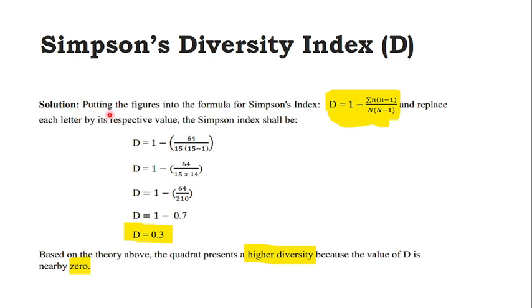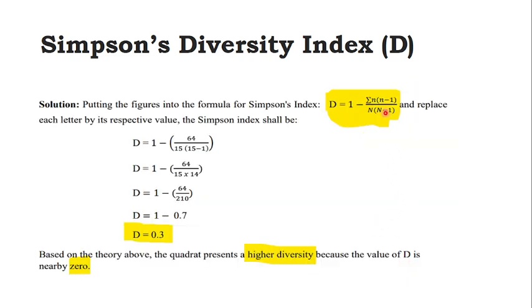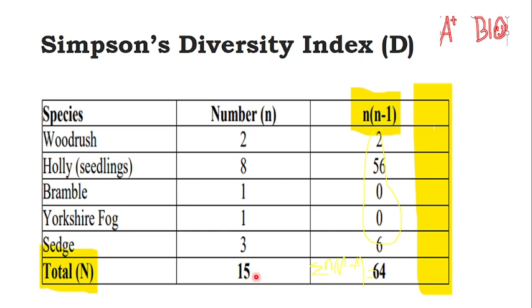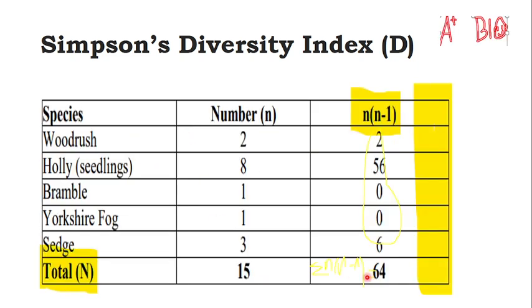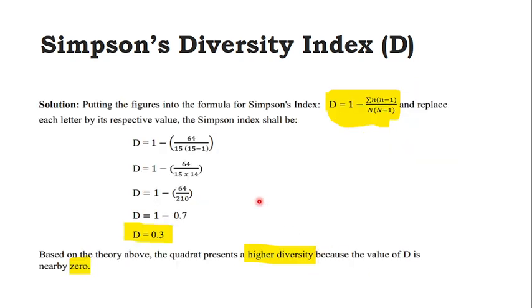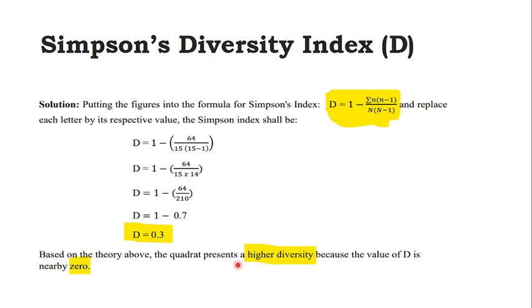The solution: putting the figures into this formula. Very, very easy. You have to replace. We have already calculated this, which is 64. We have already calculated the capital N, which is 15. What will we do? We will take 64 as this one. Now we will take 15, which is capital N, which is here. Now we will take 15 minus 1, capital N minus 1 times capital N, which is this.